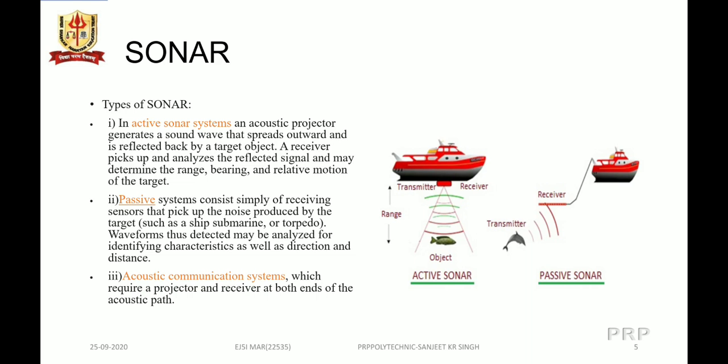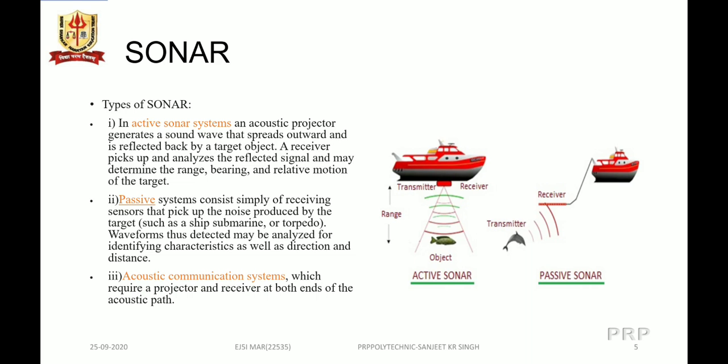There are two types, basically active and passive, and one more is included for the acoustic communication system. So what is an active sonar system and a passive sonar system? In an active sonar system, the transmitter has an acoustic projector that generates a sound wave that spreads outward and is reflected back by a target. A receiver picks up and analyzes the reflected signal and may determine the range, bearing and relative motion of the target.